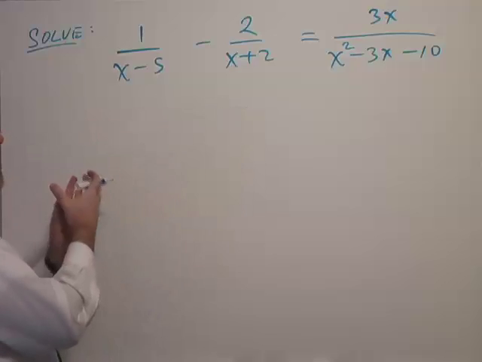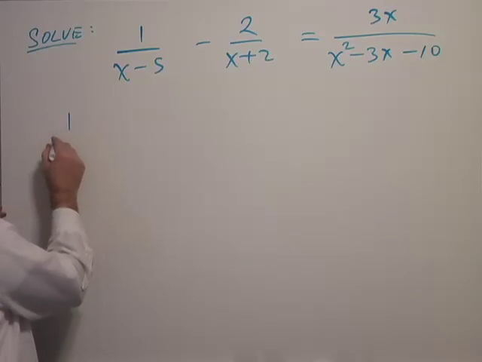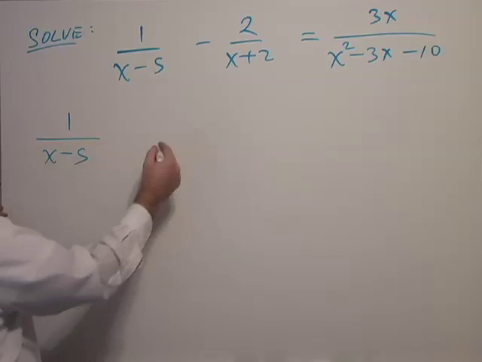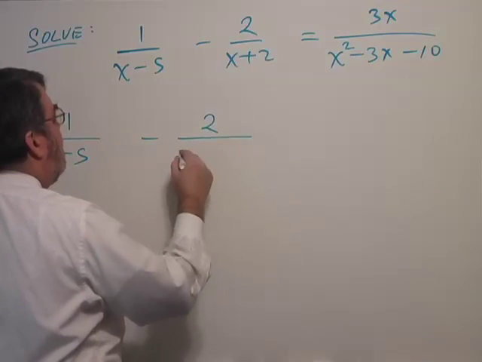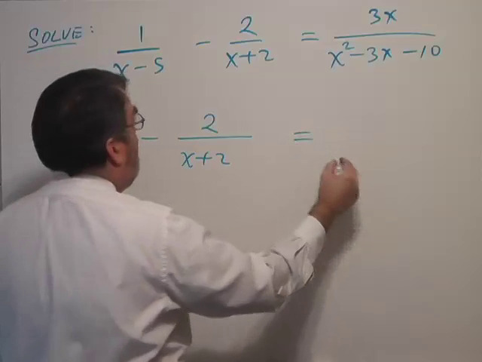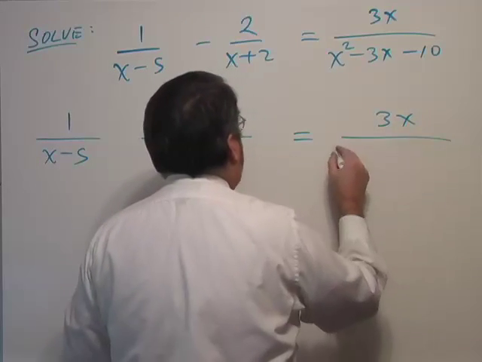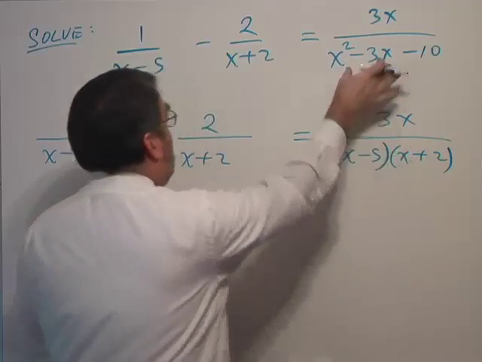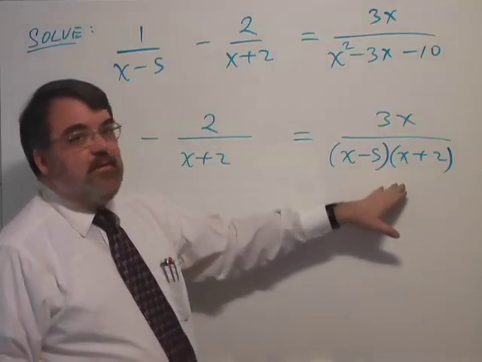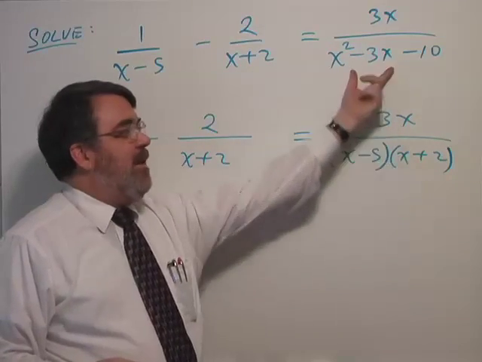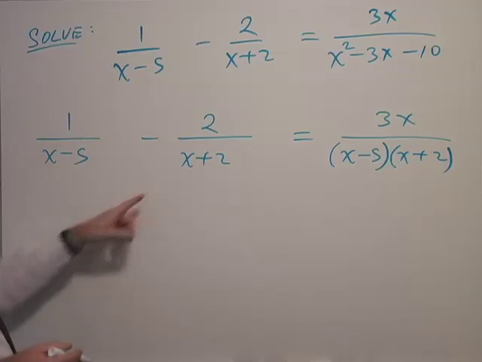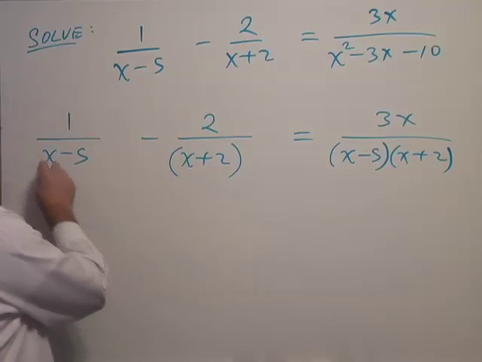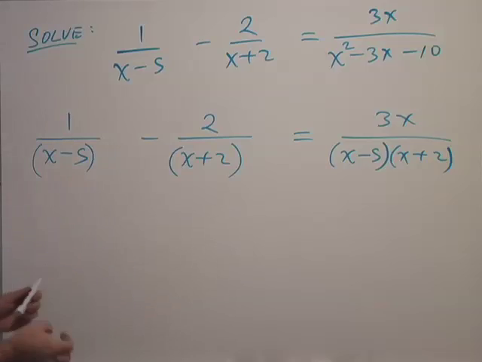I'm going to rewrite this and spread out and make some room. So I have 1 over x minus 5 minus 2 over x plus 2 equals 3x over x minus 5 times x plus 2. You can check that this factors correctly by multiplying these binomials back. And fortunately, it's the same set of factors that match what I have over here. And if it didn't, this problem would be considerably harder and more complicated.